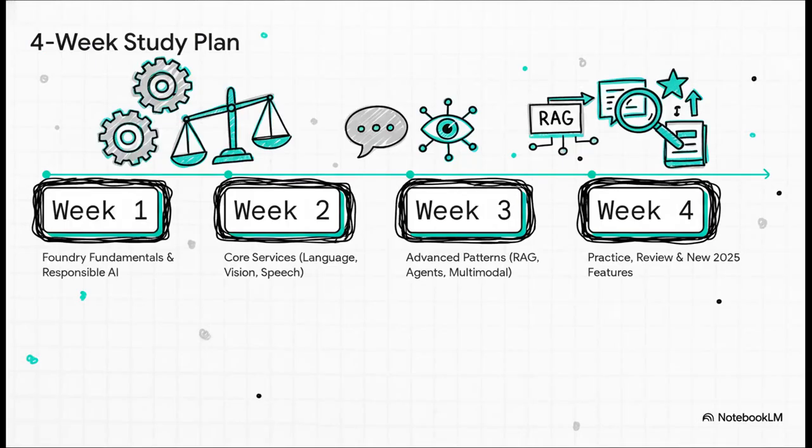It's pretty straightforward. Week 1, just nail the basics. Get your hands dirty in Azure AI Foundry and learn those responsible AI principles. Week 2, do a deep dive on the core services: language, vision, speech. Week 3 is for the advanced stuff, RAG, agents, all that good stuff. And then in the final week, it's all about practice exams, review, and making sure you've locked down those new 2025 features we just talked about.